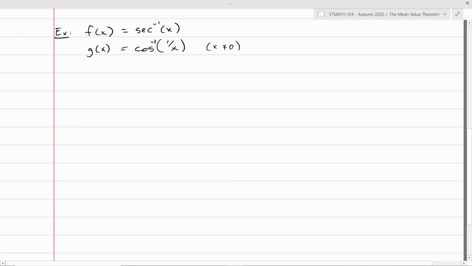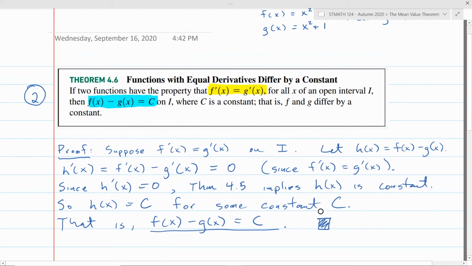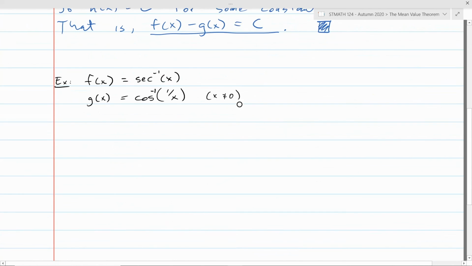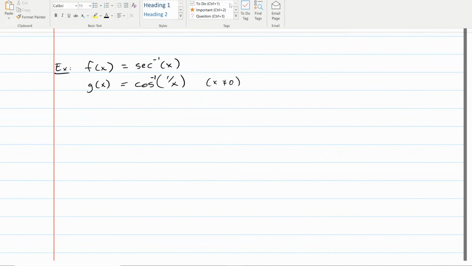But let's use this corollary, this theorem 4.6. If we can show that those two functions have the same derivative, then we'll know that they differ by at most a constant. Then we can show that that constant equals 0. So let's jump in by calculating some derivatives here.